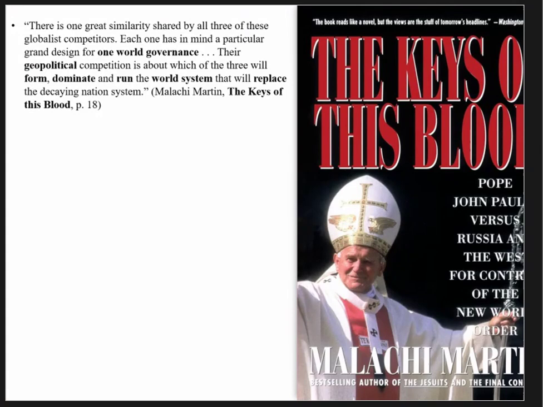Now, once again, talking about Malachi Martin, in his book The Keys of this Blood, he speaks about three systems that are vying for dominion of the world: capitalism, communism, and Roman Catholicism. Notice what he says. Now, remember, this is a Jesuit priest. And by the way, he died under very mysterious circumstances. Let's read what he says.